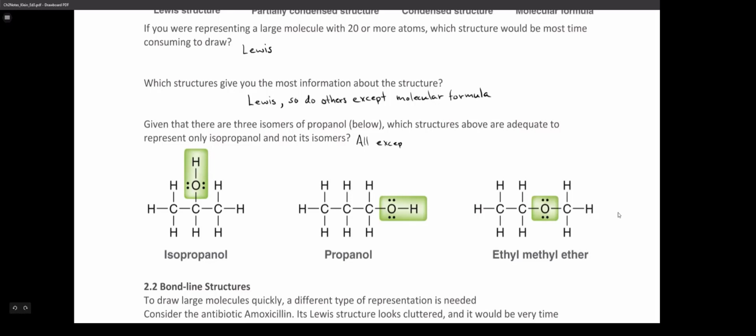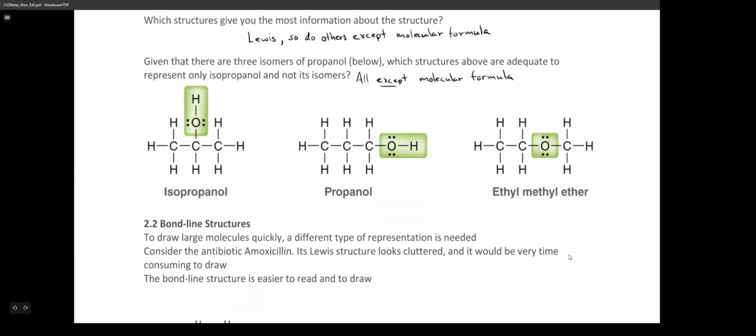Could the condensed structure be unclear? I feel like if it was a different molecule, it wouldn't be. Well, this is good. Let's actually practice. How would it look for propanol? For propanol, it would look like this: CH3, CH2, CH2, OH.